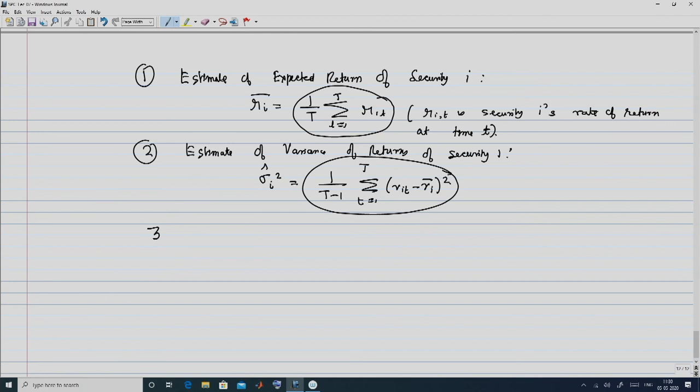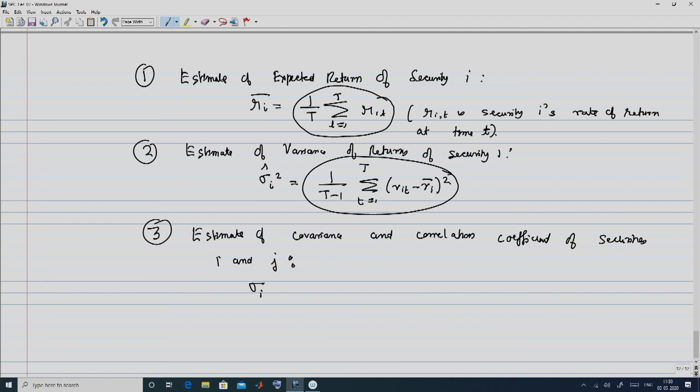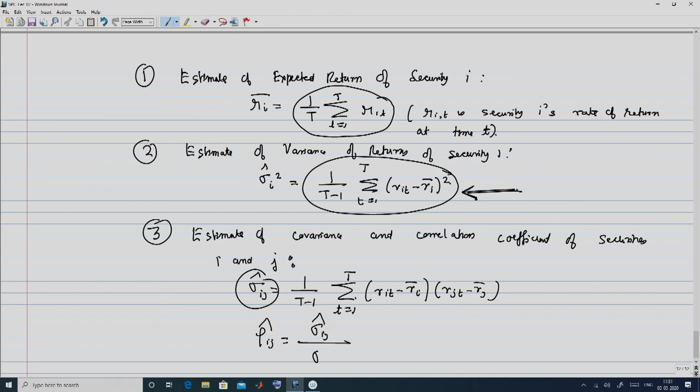So, thirdly, the estimate of covariance, and of course, we should not forget the correlation coefficients of securities i and j. This is given by sigma_ij hat for the estimator, again 1 divided by T minus 1 summation, following the same pattern as the unbiased estimator for variance. So, this will be the summation of (R_it minus R_i bar) into (R_jt minus R_j bar), t is equal to 1 to capital T, and rho_ij hat is sigma_ij hat, which I have calculated here, divided by sigma_i hat into sigma_j hat, which have been estimated here.